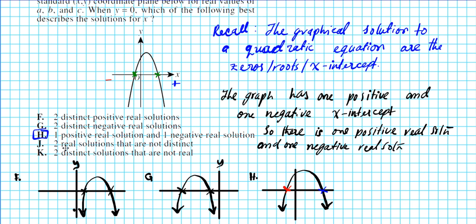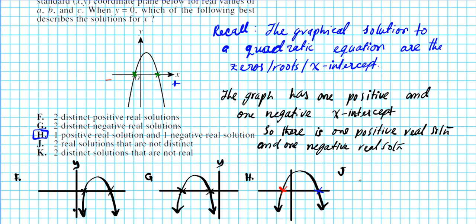Now, let's take a look at option J. You have two real solutions that are not distinct. What on earth is that? If you have two non-distinct solutions, you have something called a double root scenario. Okay, so let's go ahead and look at what that looks like.